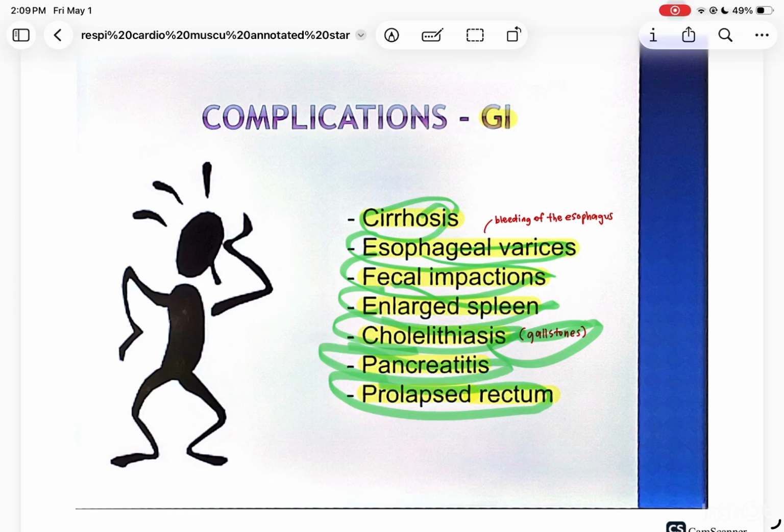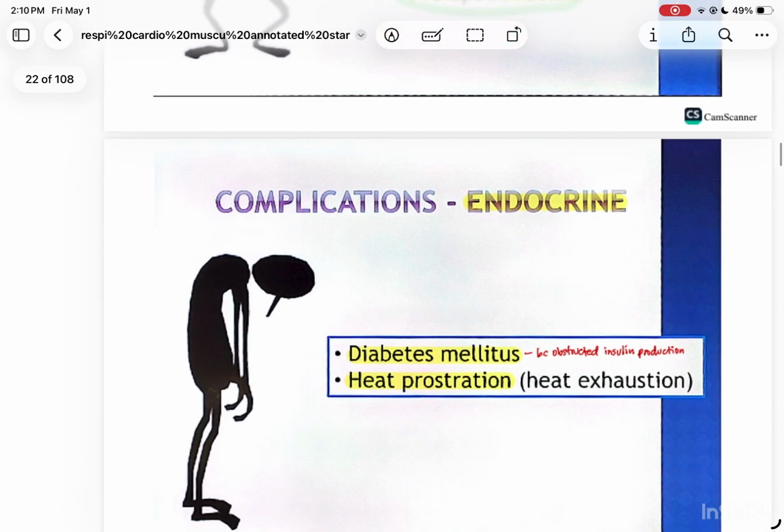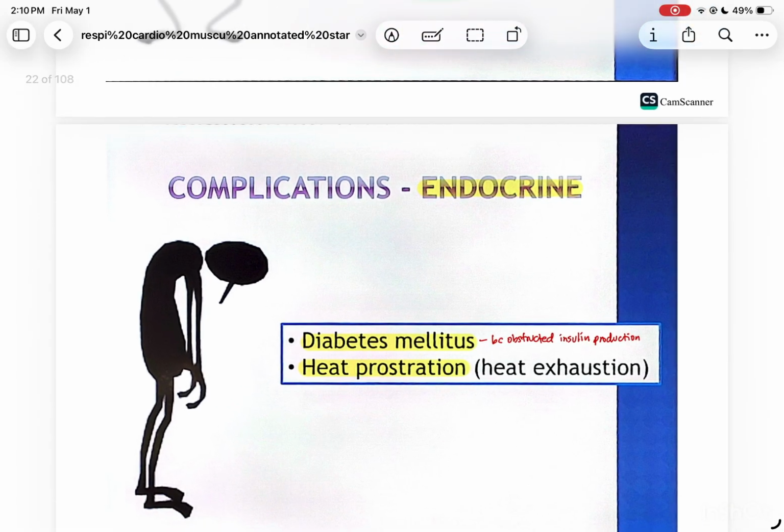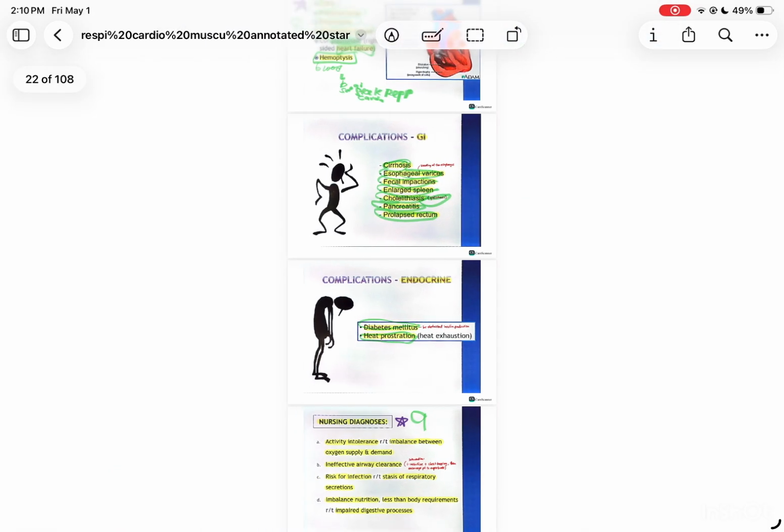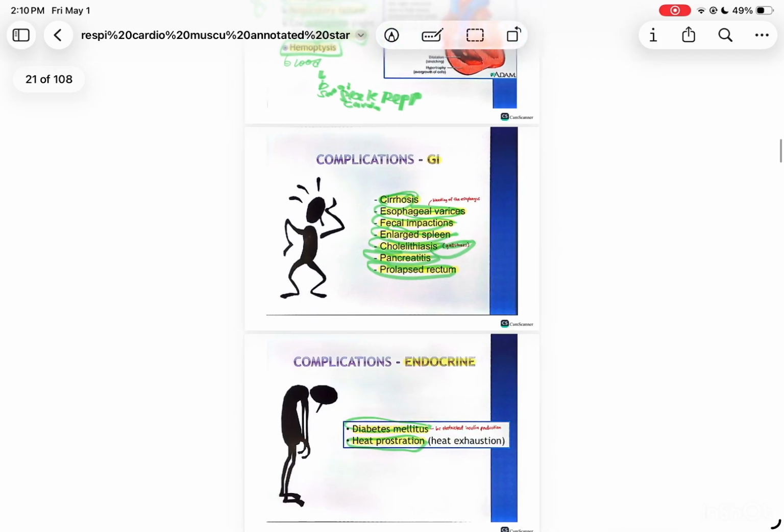So complications, GI complications, we have cirrhosis, esophageal varices, fecal implications, enlarged spleen, cholelithiasis or gallstones, pancreatitis, prolapse rectum. So esophageal varices, cirrhosis.